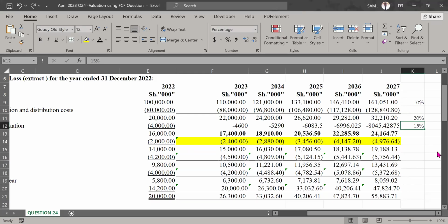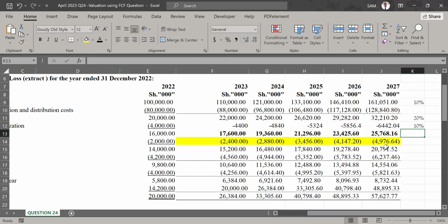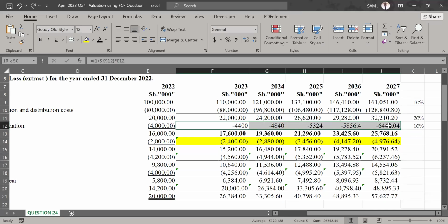So we change from 15 to 10. So I will just edit it there because it will take effect. We had connected the cells. So if I change, you will see all my figures for amortization and depreciation have changed and reflecting the 10%. So kindly do the same on your end so that we also do the next adjustment.